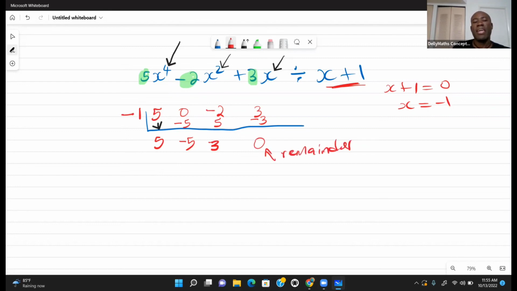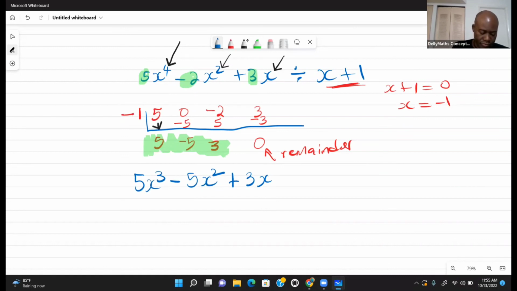is 0. And then now the follow-up coefficients, or the follow-up quotient, would be as follows. 5x to the 3rd minus 5x to the 2nd plus 3x. All right. So there it is that we have that. So that's what we have right there. So we have 5x to the 3rd minus 5x to the 2nd plus 3x.